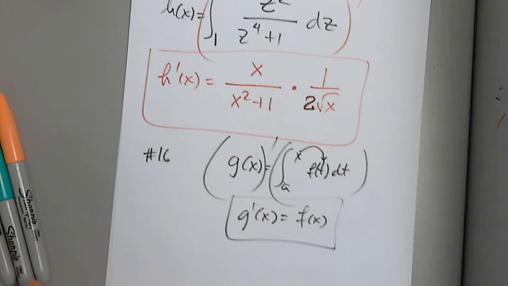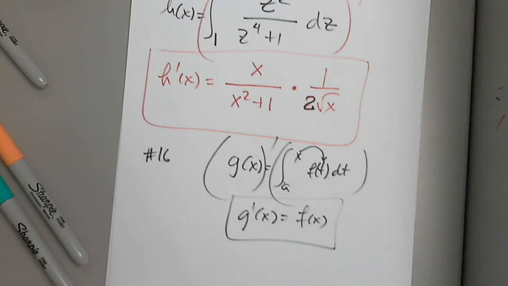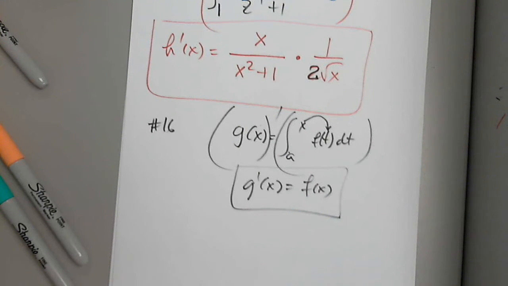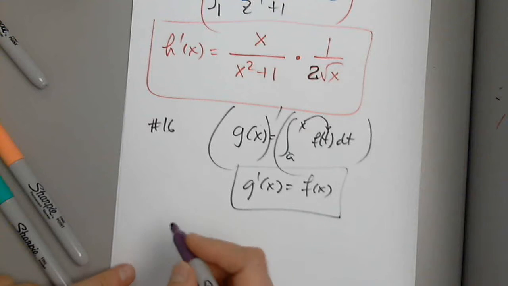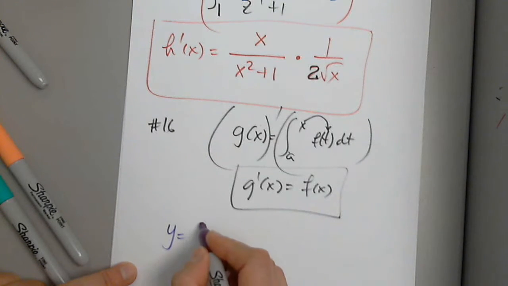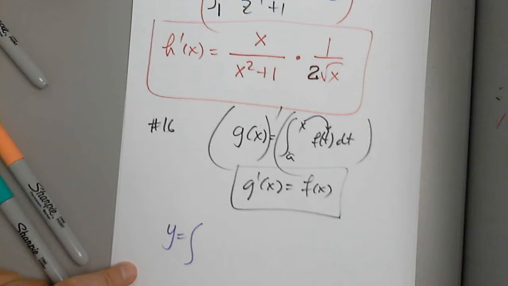Better? Yeah, we have to review this. We have to talk about it several times. Once, 1 or 2 or even 5 problems may not be enough. So finally, number 16: y equals the integral from 0 to x to the fourth.